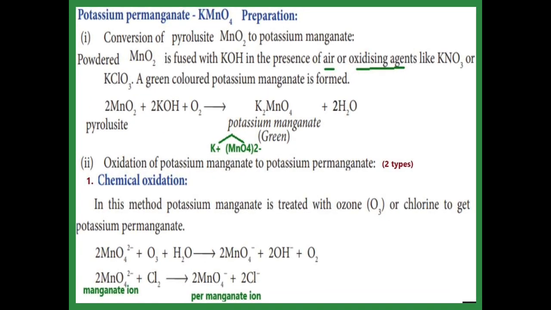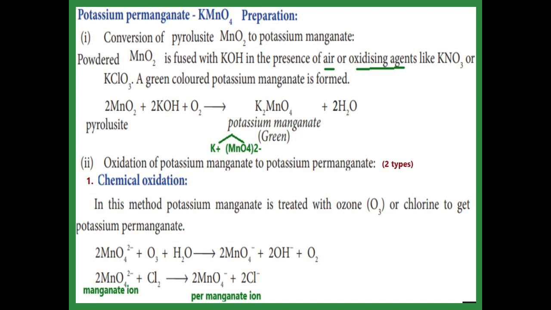Another important compound is potassium permanganate, formula KMnO4. That KMnO4 we are obtaining from pyrolusite. Formula for pyrolusite is MnO2. First, the powdered pyrolusite is fused with potassium hydroxide in the presence of air or any other oxidizing agent like potassium nitrate or potassium chlorate. Now see the reaction. Pyrolusite ore along with potassium hydroxide and oxygen gives potassium manganate. It is green in color, and 2 moles of water.